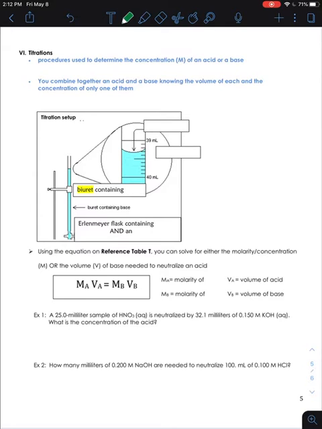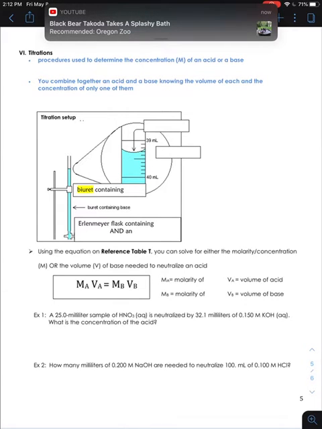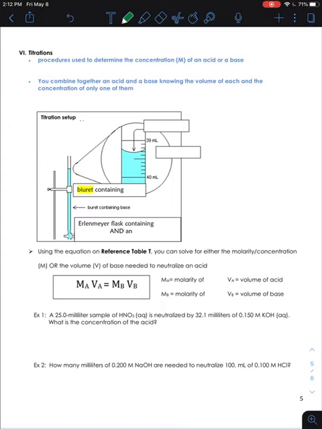Titrations can be fun. This is what scientists use to determine the concentration of either the acid or the base that you're given. You can combine an acid and a base, and knowing that there's going to be this neutralization reaction, you're able to determine mathematically how much volume you would need to neutralize a specific acid or a base. So in this example, most of the time, the Erlenmeyer flask, which you can't see but you can see in your notes, is going to have the acid.